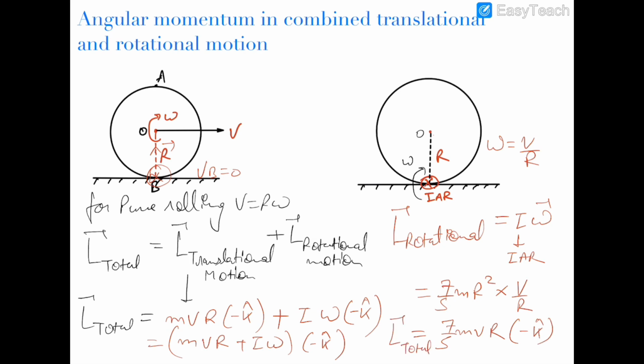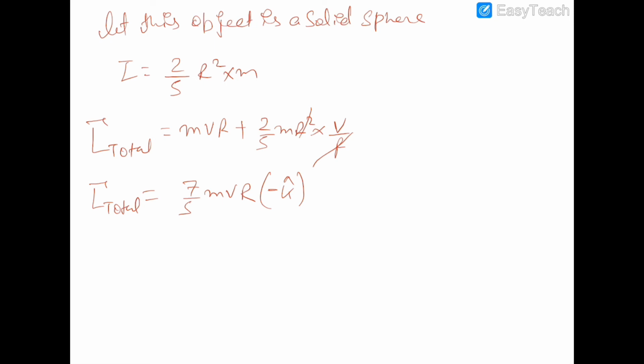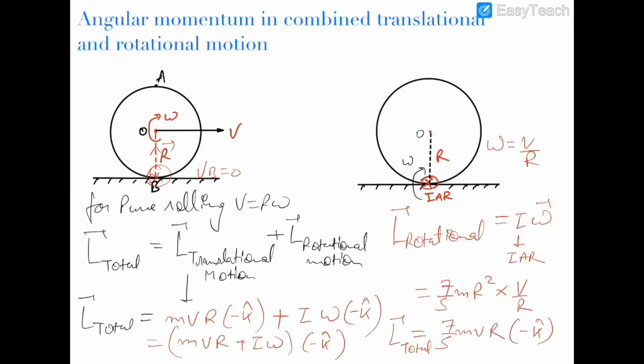So you can see that the result which we have obtained by adding those two angular momentums separately and the result which we have obtained by writing that angular momentum directly by using the IAR concept is the same, and therefore you can see that this is half the length of solution. So IAR is again very useful, and it is again very helpful in solving the angular momentum problems in lesser time. Thank you.